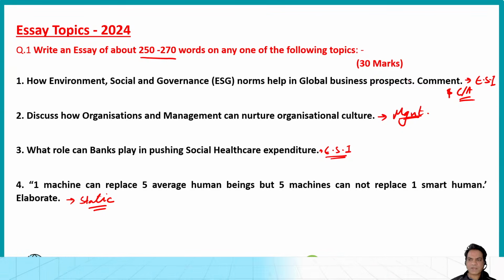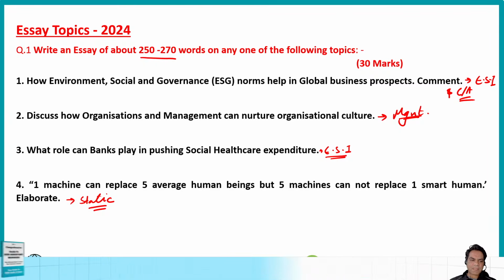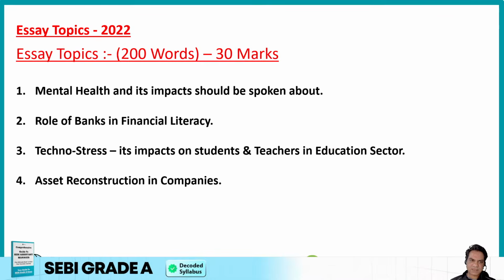But what analysis do we get from the PYQs? Let me just show you this. So guys, in 2024 we were given one topic on management, one topic on current affairs and ESI related issues, one topic strictly on ESI, and one topic that was static.